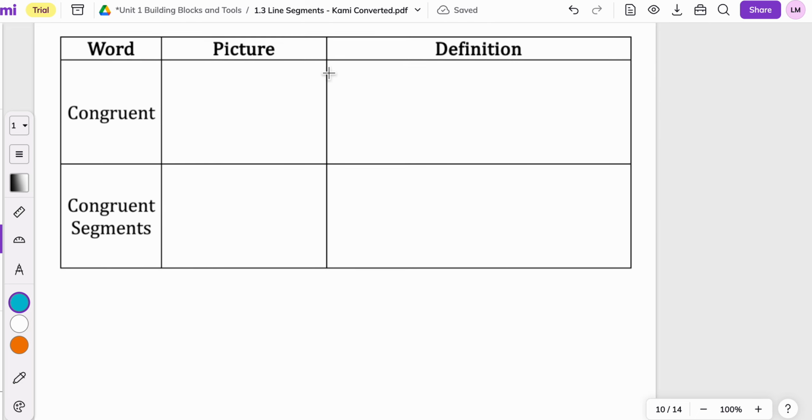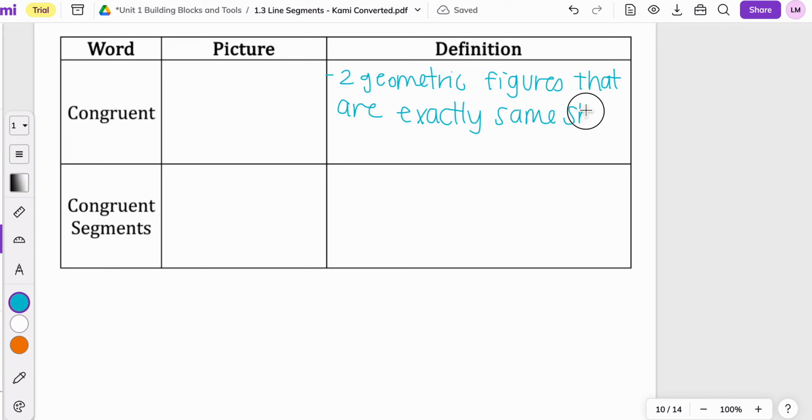So congruent just means two geometric figures that are exactly the same shape and size. Okay? You can also use congruent with this little symbol. You probably saw that in maybe algebra, but there's also another way to show that too. Let me just show you a few examples.